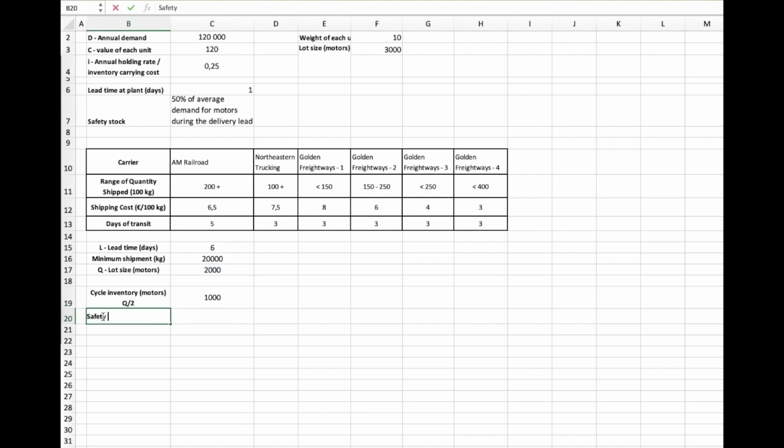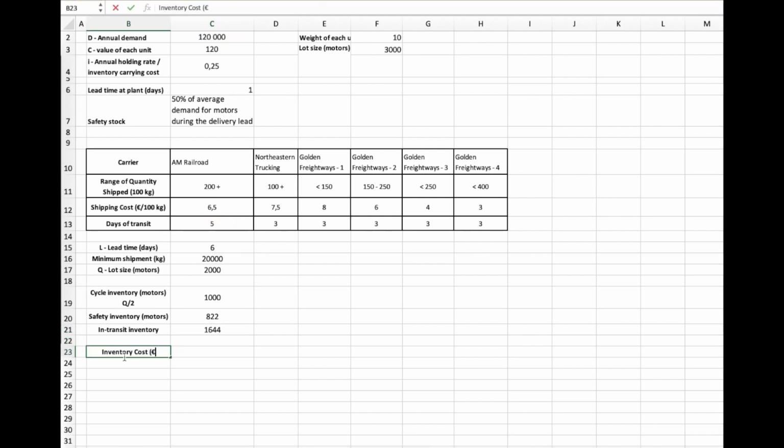As we said earlier, the safety stock is given by the demand for half of the days in transit. Don't forget to transform the forecasted demand from yearly to daily. For the in-transit inventory, we just have to multiply the daily demand by the days in transit.